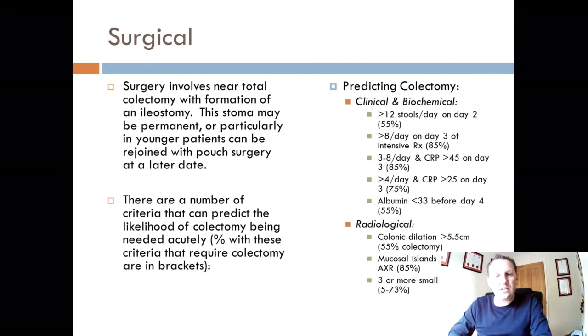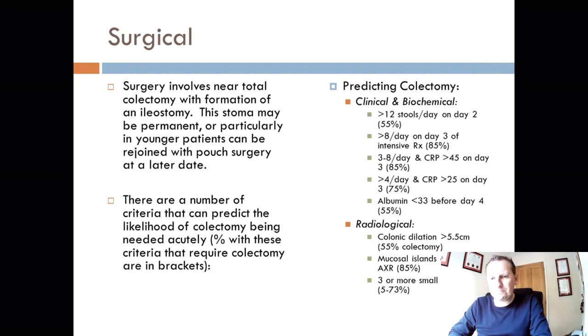So when you are having an operation, it involves a near total colectomy with the formation of an ileostomy, and that stoma may be permanent, or particularly in younger patients it can be rejoined at a later date with something called pouch surgery, and this is where you're essentially using some of the small bowel to form an artificial rectum to get rid of the stoma and give them bowel continuity back. Now pouch surgery comes with its problems, and you may still open your bowels 6 times a day with a pouch surgery, so it isn't for everyone, and there are a number of patients who actually get quite used to having their ileostomy and feel it gives them their life back, and they therefore decide not to go ahead with pouch surgery.